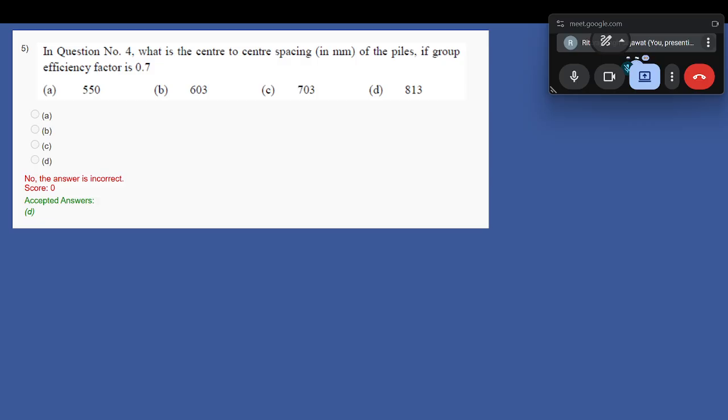Moving to question number 5. In question number 4, what is the center to center spacing of the piles if the group efficiency factor is 0.7?